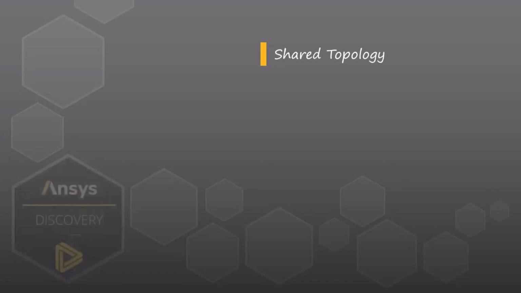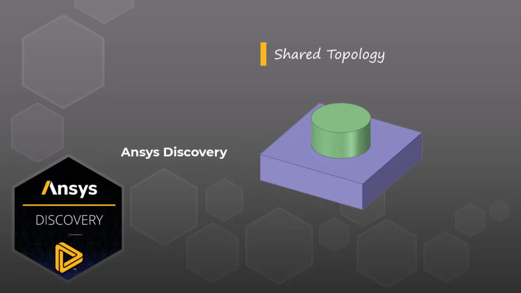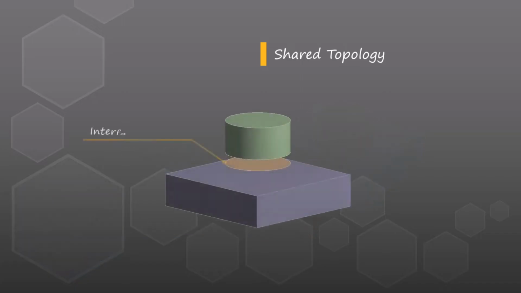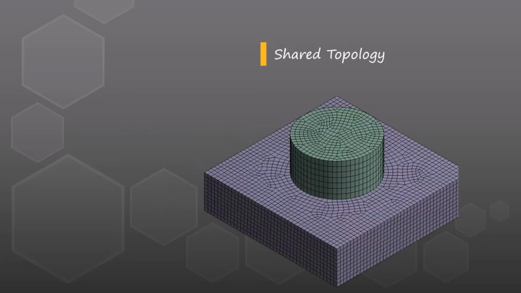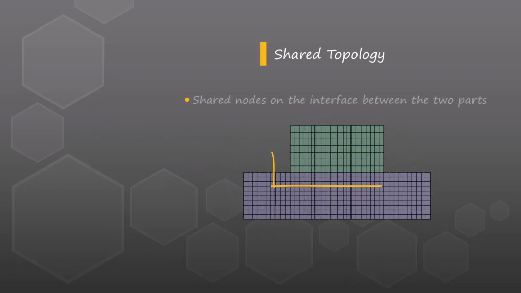We already know why we need to connect different parts of an assembly. Now let us learn how to connect them. The first method is to use shared topology. In Ansys Discovery, we can use shared topology to connect different parts if the parts are to be treated as bonded or welded together. As the name implies, with shared topology, the interface between the two parts is shared. This means that in the FEA simulation of the assembly, we can have a single surface and a single set of nodes shared between the two parts.